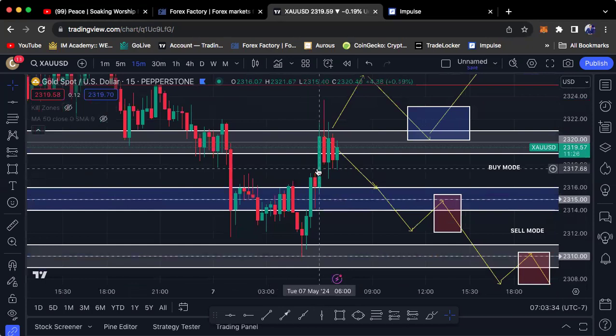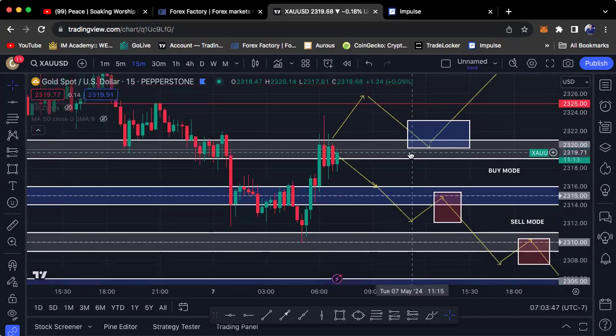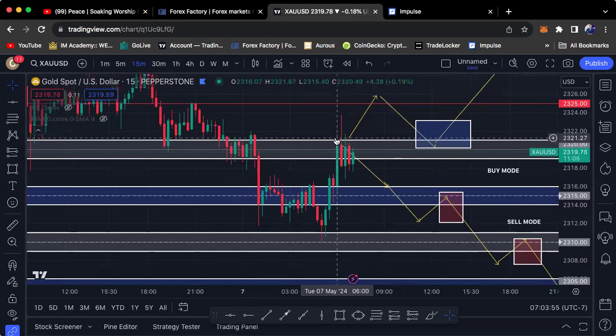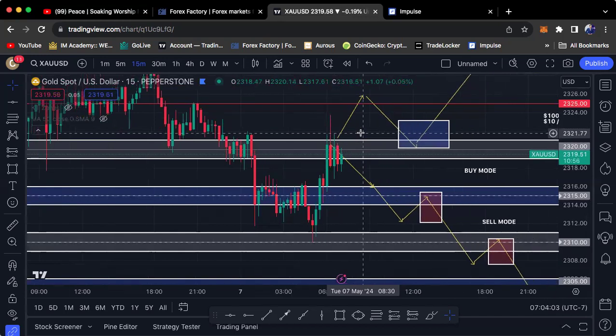I would have caught this move easily. The previous hour, I could have caught this 50 pip move easily, no problem. But it's not about that. It's not about getting in every trade that you see. I don't need to rush into a trade.